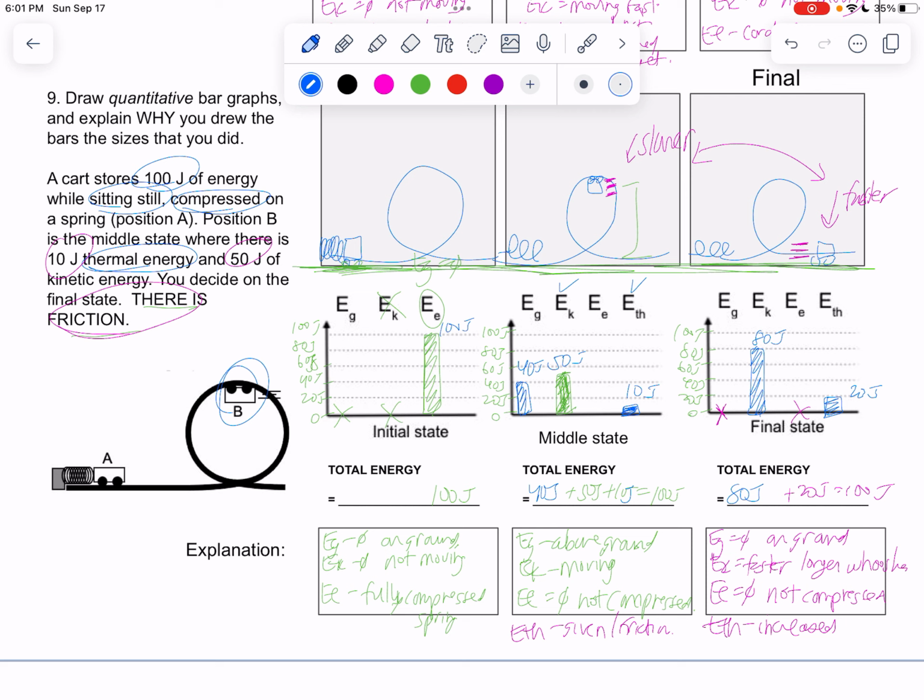All right, so let me go back. Okay, so EE, fine. Thermal went from 10 here, I'm rechecking the problem, to 20, okay? So that was right. That was right. I was just inconsistent, okay? So checking your work, very good.